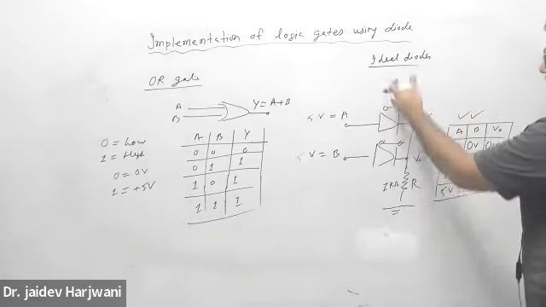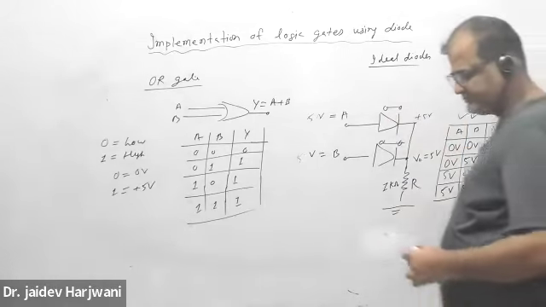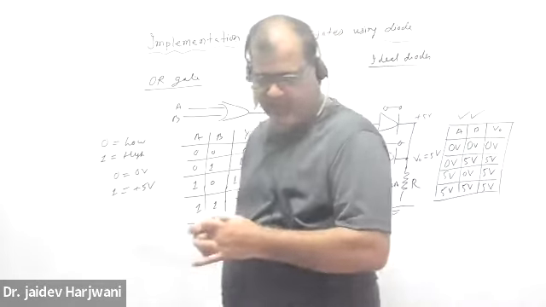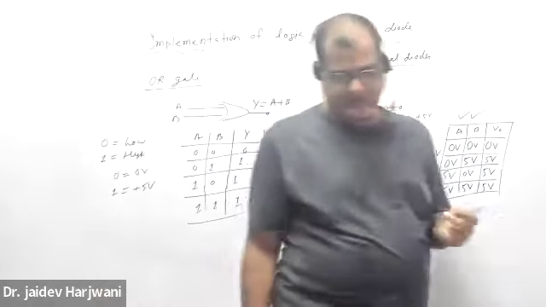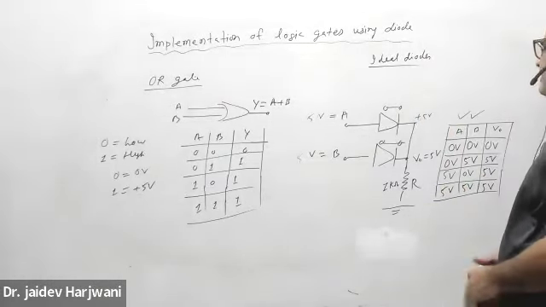Instead of two diodes, you can have three diodes also. Three, four, any n number of inputs you can have. So this is implementing the OR gate using diodes.